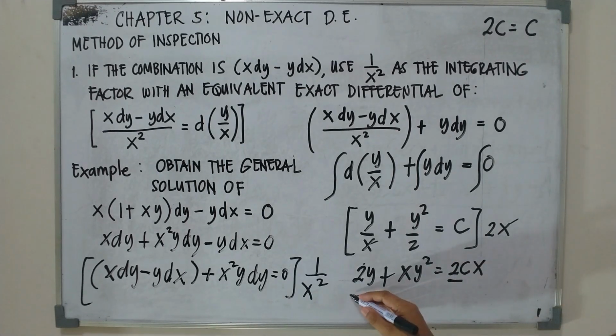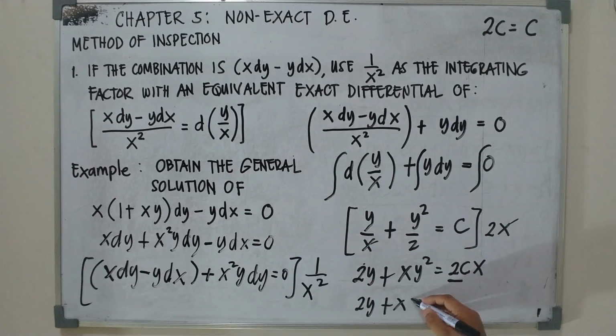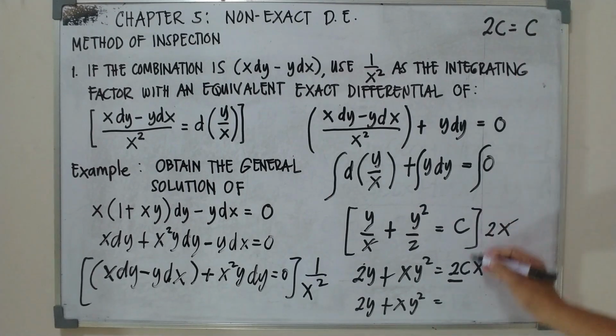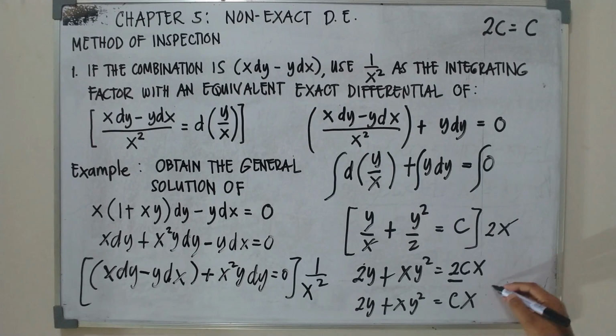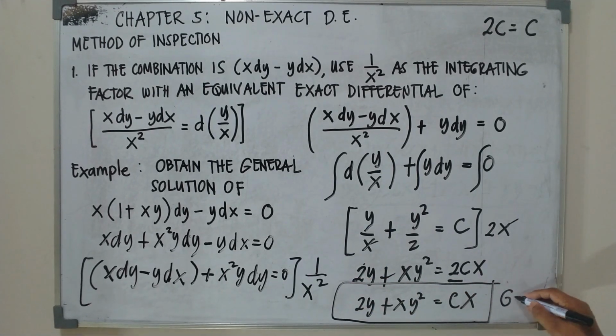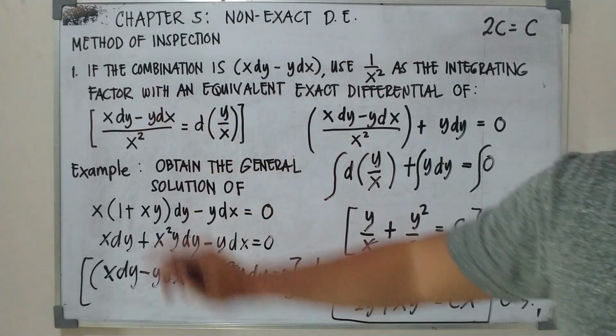So, therefore, your final answer or your general solution is equals to 2y plus x y squared, and this is equals to c. This is equals to c. So, cx. This is our general solution. Okay? So, pwede na susundan. So, this is the combination number 1.